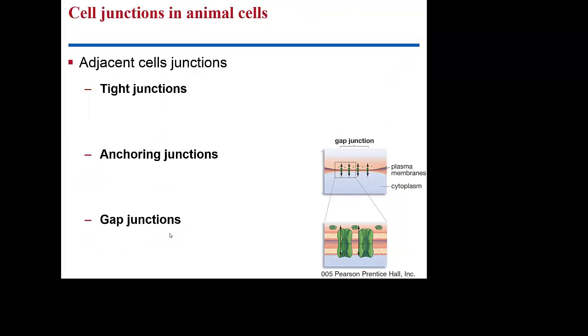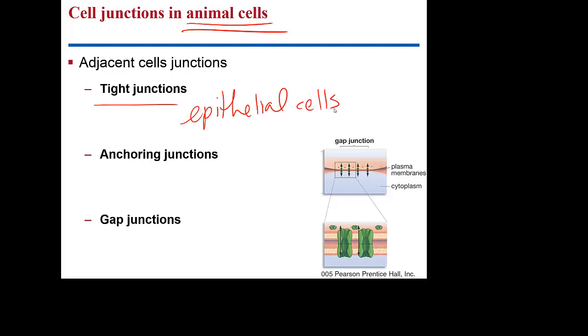So we've got 3 different types of cell junctions in animal cells. Okay, we've got tight junctions. Tight junctions are actually going to help keep epithelial cells in place. Epithelial cells are like your skin cells. So essentially this waterproofs you. So when you sit down on a chair, your cells don't leak fluid everywhere. That would be kind of gross.